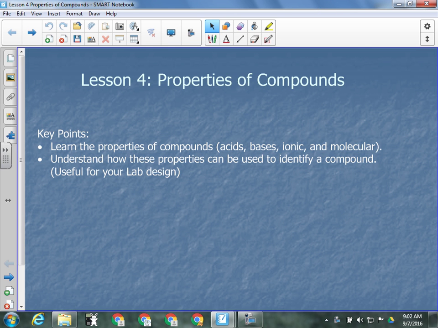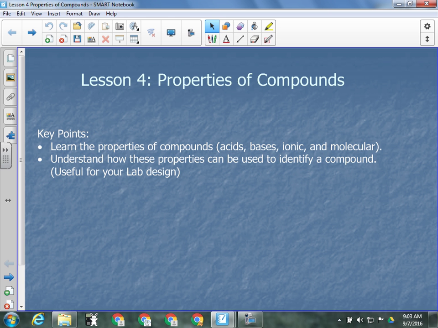So what we're going to go over today is the properties of compounds. We're going to be looking at the properties of ionic compounds and the properties of molecular compounds. And when I say properties, I mean in general their physical properties. We'll talk just briefly about their chemical properties, but for the most part, we're going to be focusing on their physical properties. Now, you guys learned about physical and chemical properties in junior high.